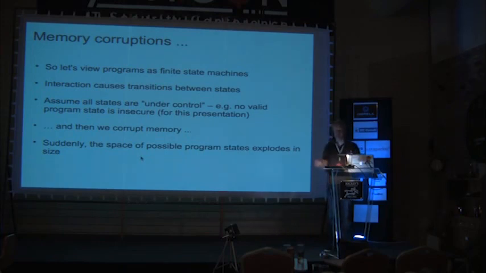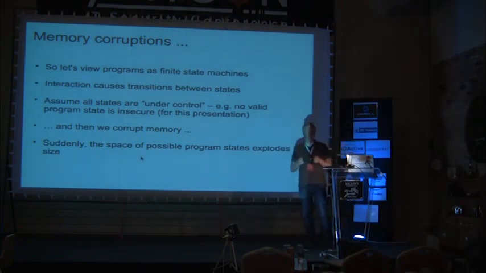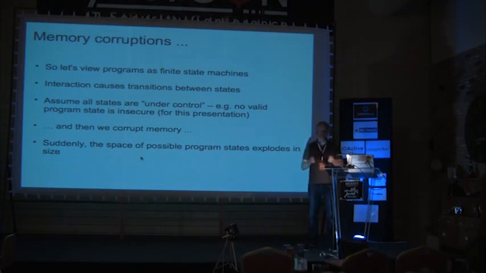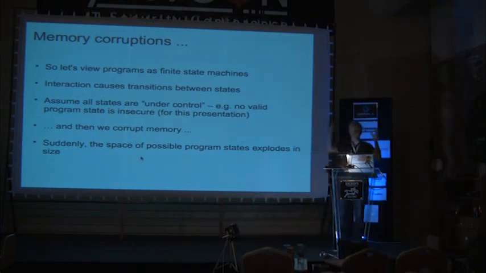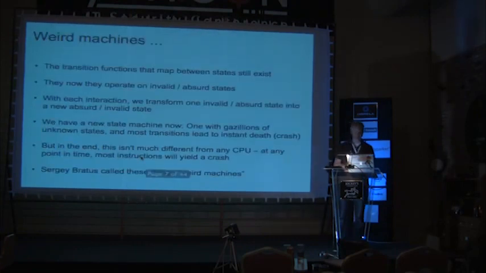The states do not just allow you to execute arbitrary code. And a really interesting thing happens when we start corrupting memory, because all of a sudden our state space explodes, meaning we have all these different states and a whole bunch of different transitions in and out of these states, and all of a sudden we get one state that should have never existed in the first place, and we get all the transitions out of this state into the next state that shouldn't have existed.